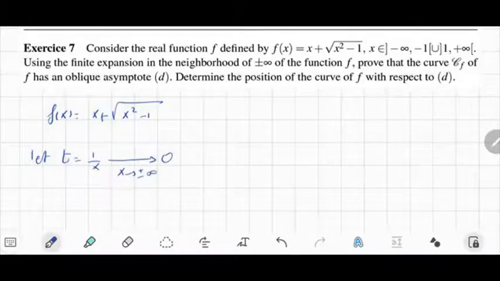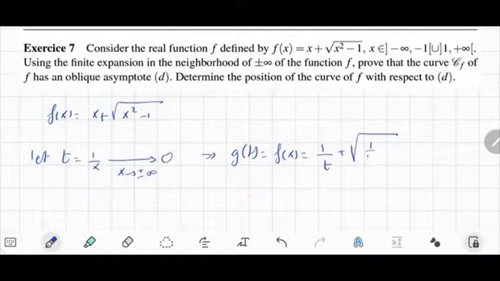So I start by this, and then I modify the function, and I say then g of t will be equal to g of t being equal to f of x, which is equal to 1 over t plus square root of 1 over t squared minus 1. So always when I look for asymptotes, this is what I should do. I should replace x by 1 over t in the function and transform the function as a function of t and work in the neighborhood of 0.